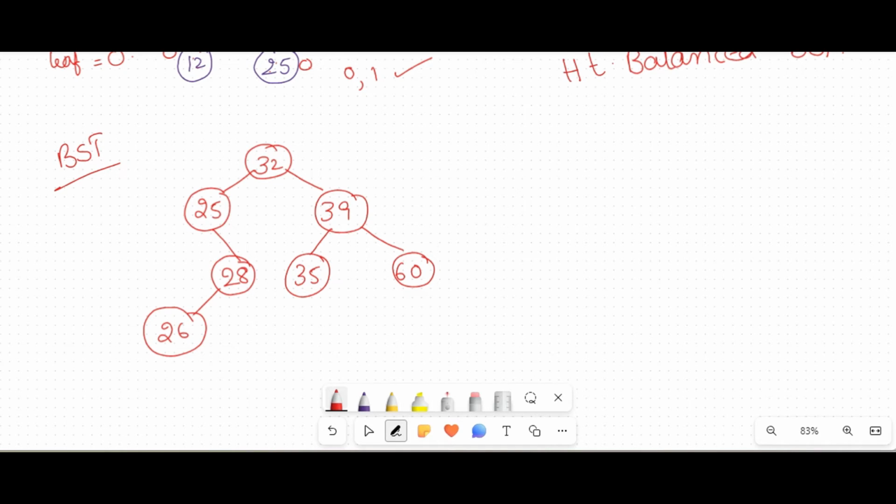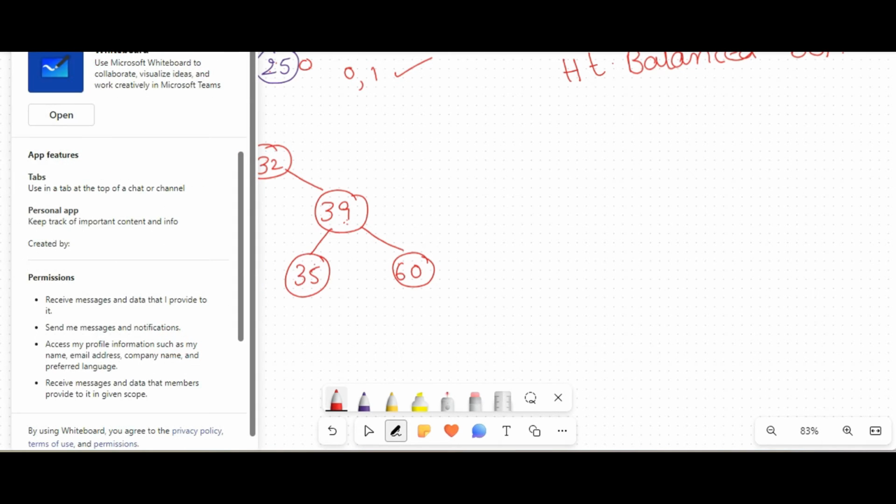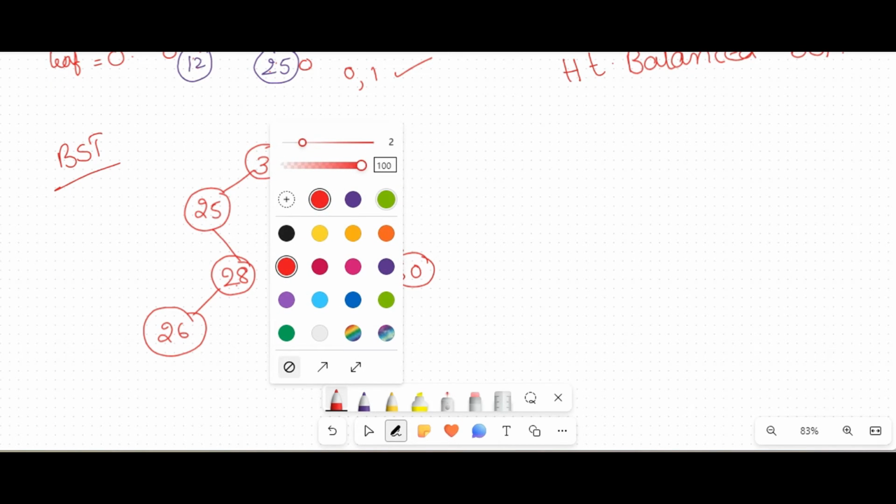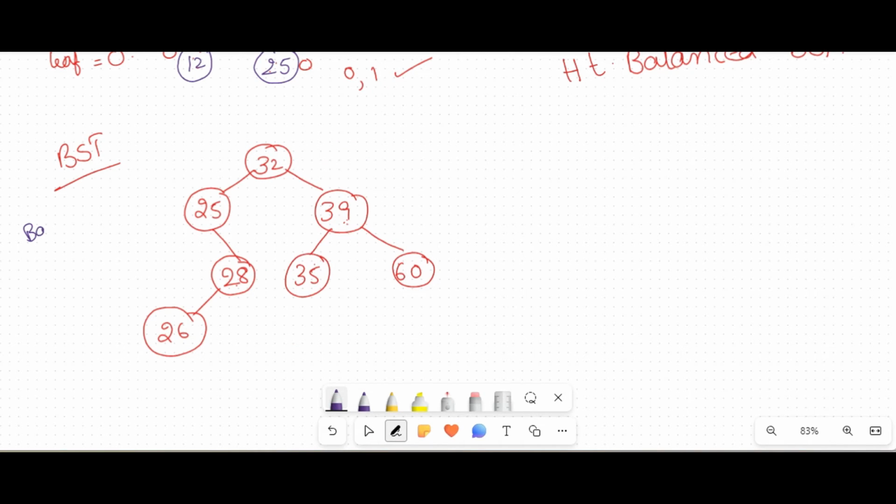Observe: all left subtree elements are less than 32, and 28 is greater than 25. And on the right side, 39 has left child 35 and right child 60. Yes, it is a binary search tree. Now let us verify whether it is an AVL tree or not. For an AVL tree, we have to calculate the balance factor at each and every node.